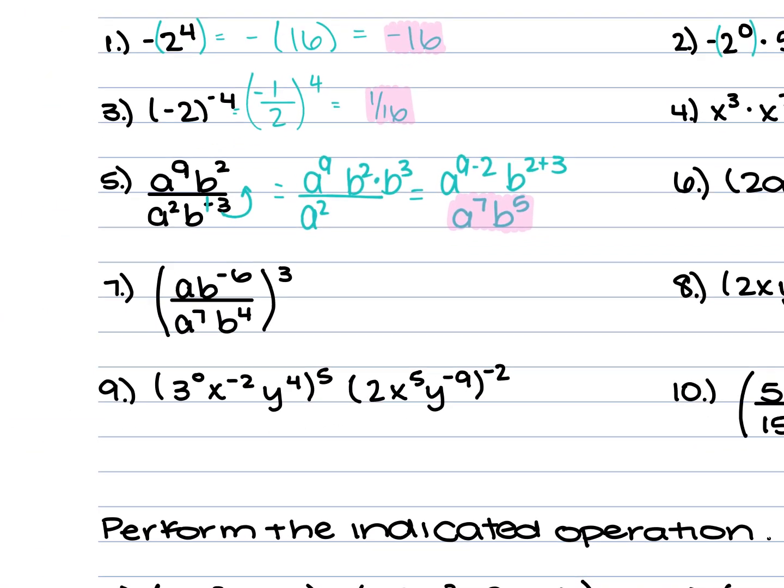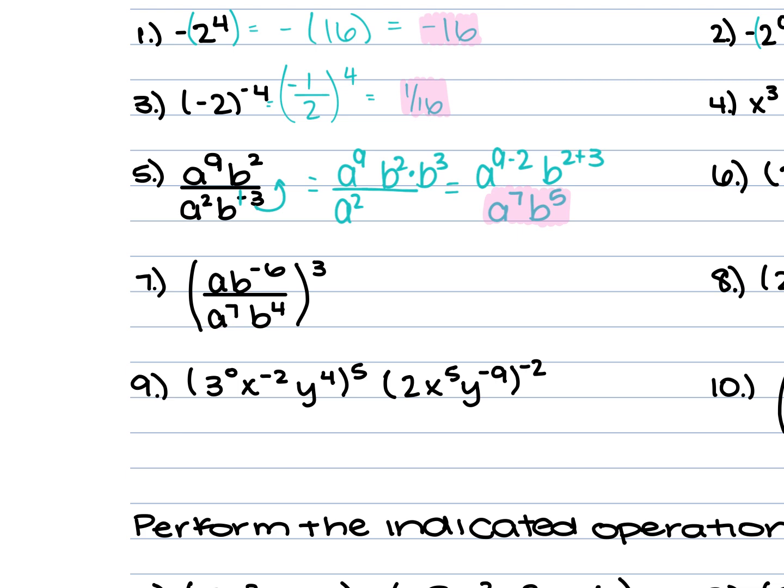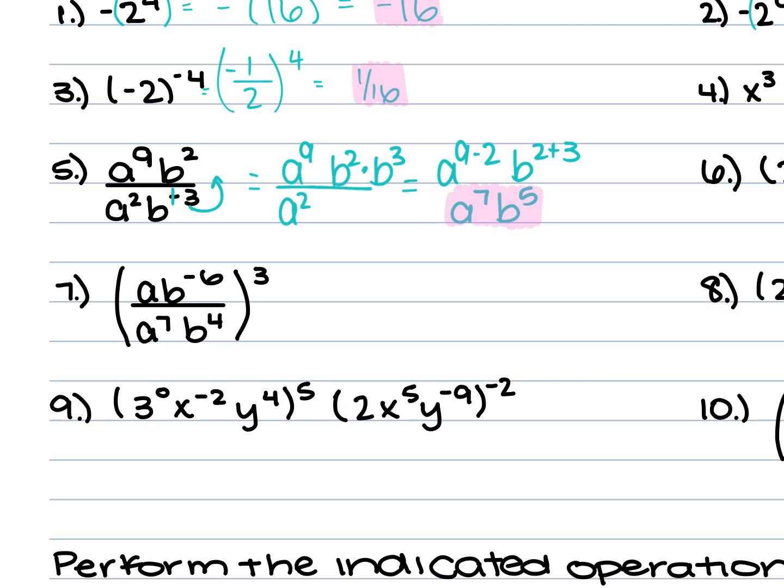For number 7, we have ab to the negative 6th power over a to the 7th power, b to the 4th power, all raised to the 3rd power. Simplify what's inside the parentheses first. That a over a to the 7th is like saying a to the 1st minus the 7th power. Then that b to the negative 6th over b to the 4th is like saying b to the negative 6th minus 4. And then this is all raised to the 3rd power. This is going to give you a to the negative 6th power, b to the negative 10th power, all raised to the 3rd power.